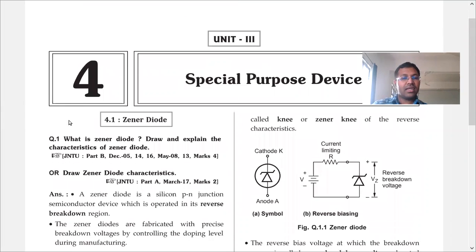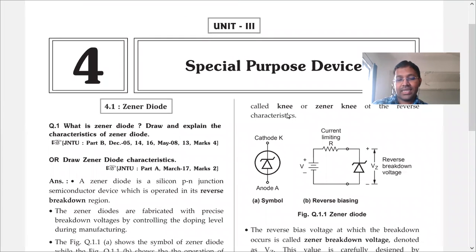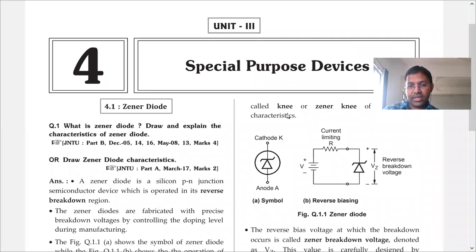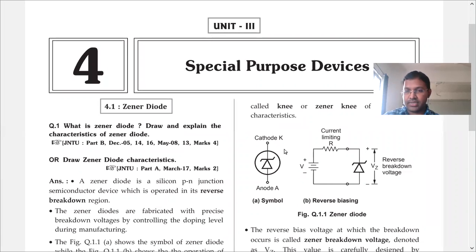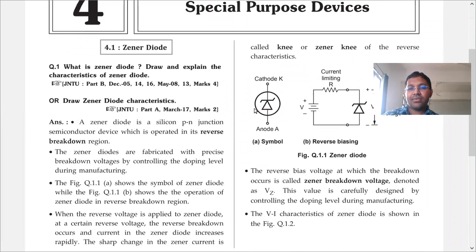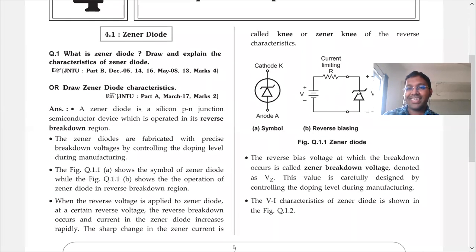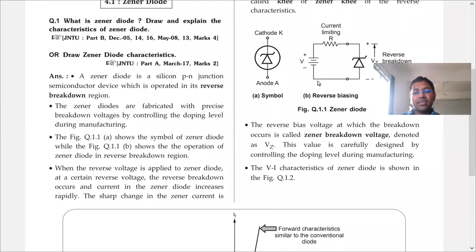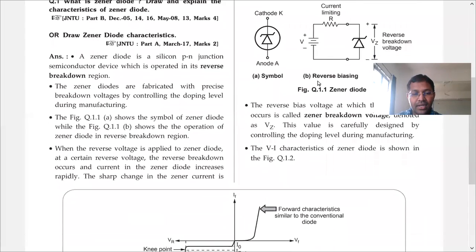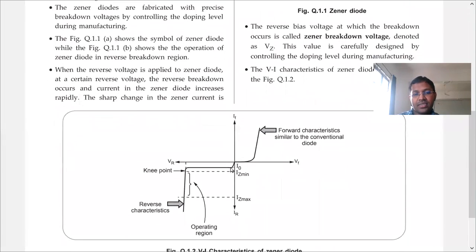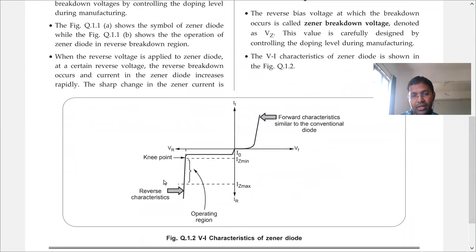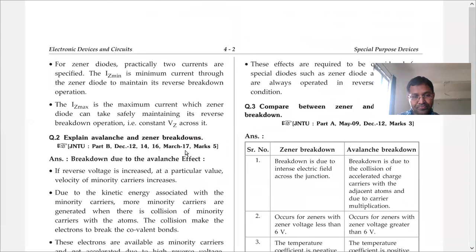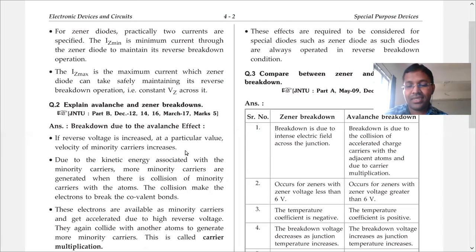In the previous class, we discussed that the important feature of the Zener diode is in its reverse bias condition. That is the reason we have seen this circuit where the Zener diode is connected in its reverse bias condition, and we have also seen the characteristics of the Zener diode.